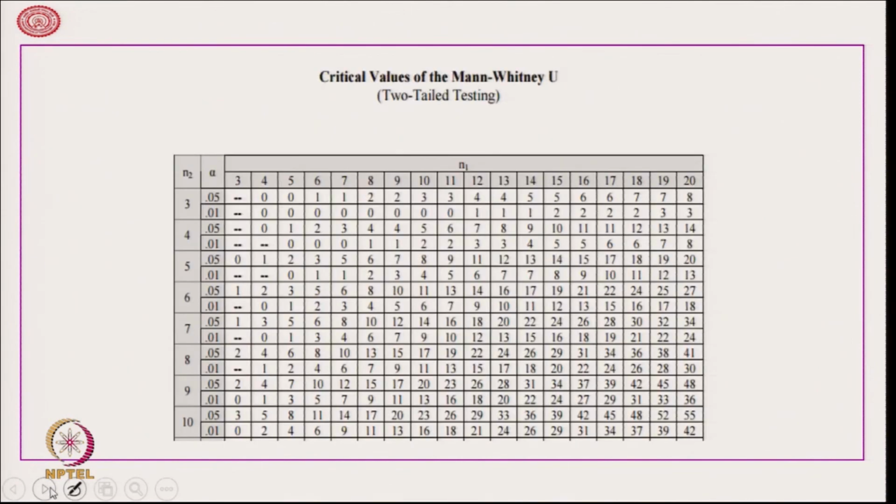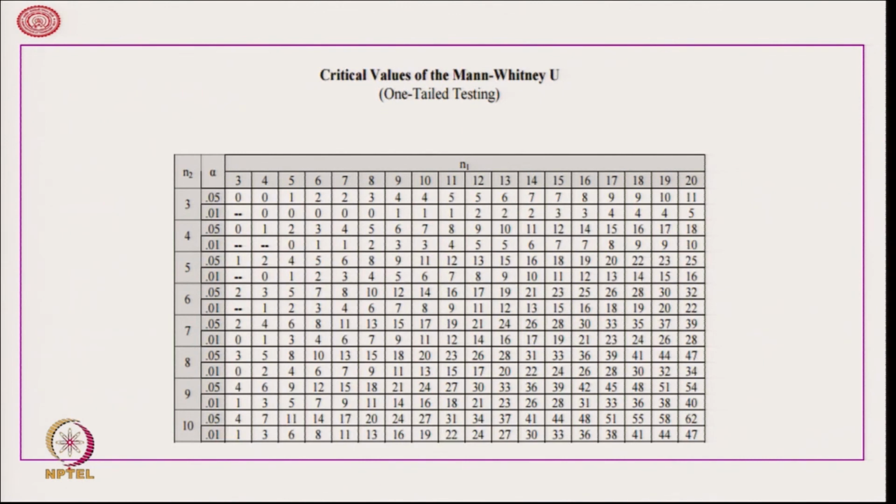So, let us look at the Mann-Whitney U statistic table. For two-tailed, the values are given for different values of m and n, which are n1 and n2 respectively. In our case, similarly, for one-tailed testing, the value for different m and n is given for a one-sided test, and the alpha are taken to be 0.05 and 0.01.